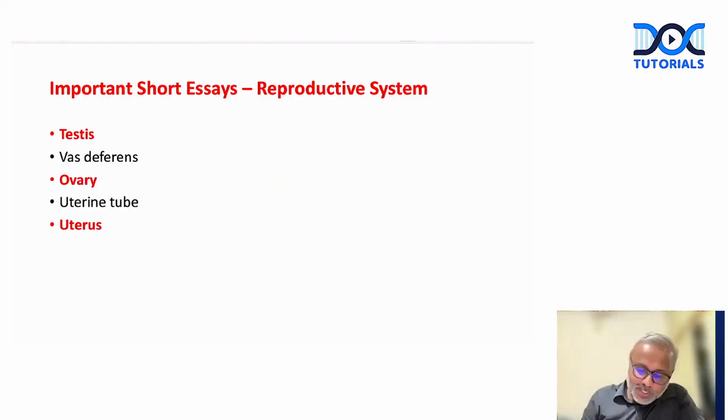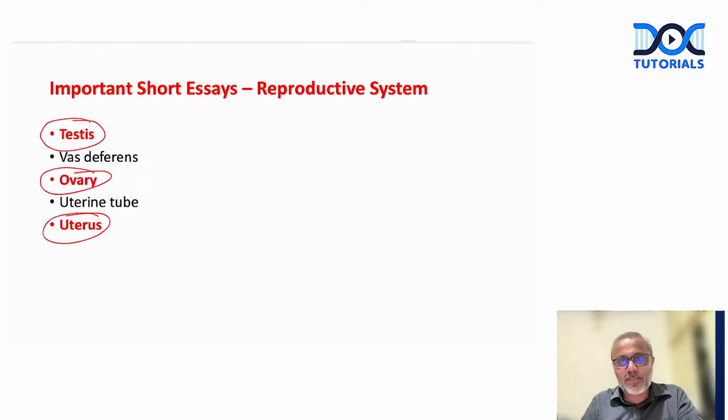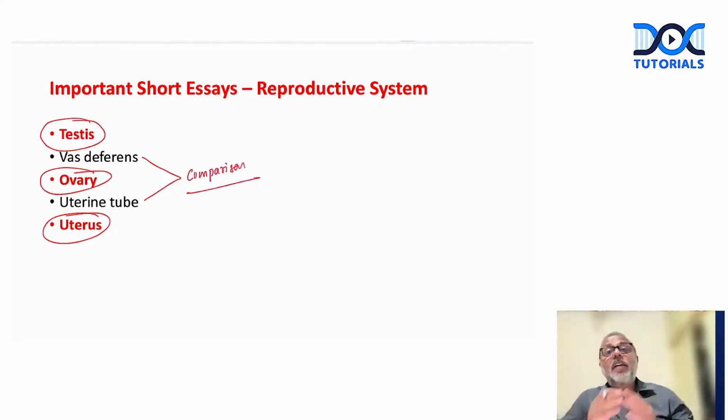Then in the reproductive system. In the reproductive system, we have seen a lot of questions on the histology of the testis, histology of the ovary, as well as the uterus, right? And then the questions on vas deferens and uterine tube is almost about comparison. Why? Vas deferens is involved in the transport of spermatozoa. The uterine tube is involved mainly in the transport of oocyte. Of course, even spermatozoa traverse the uterine tube, but the structure of the uterine tube is destined to move the oocyte toward the uterus, right?